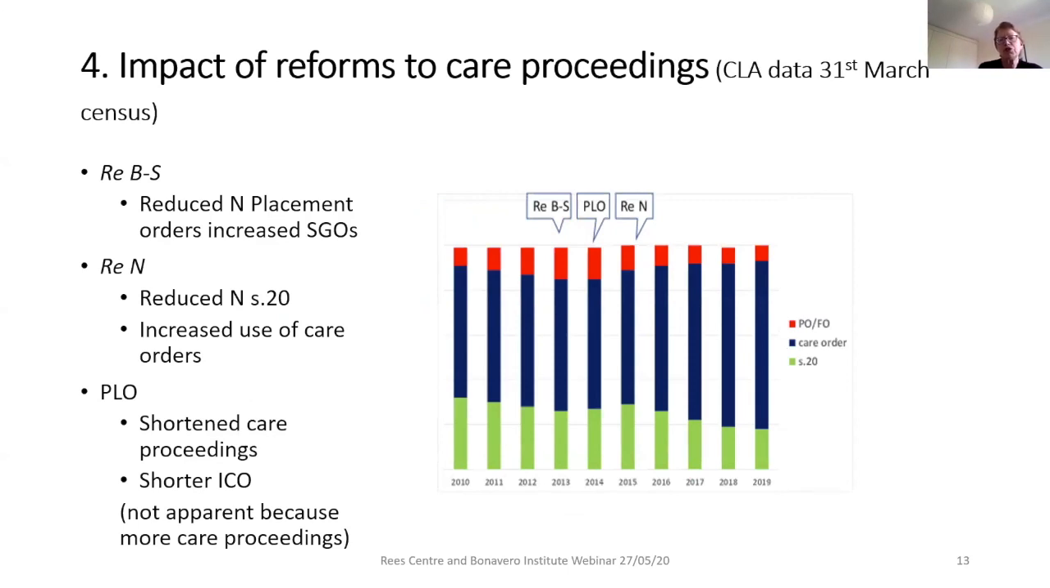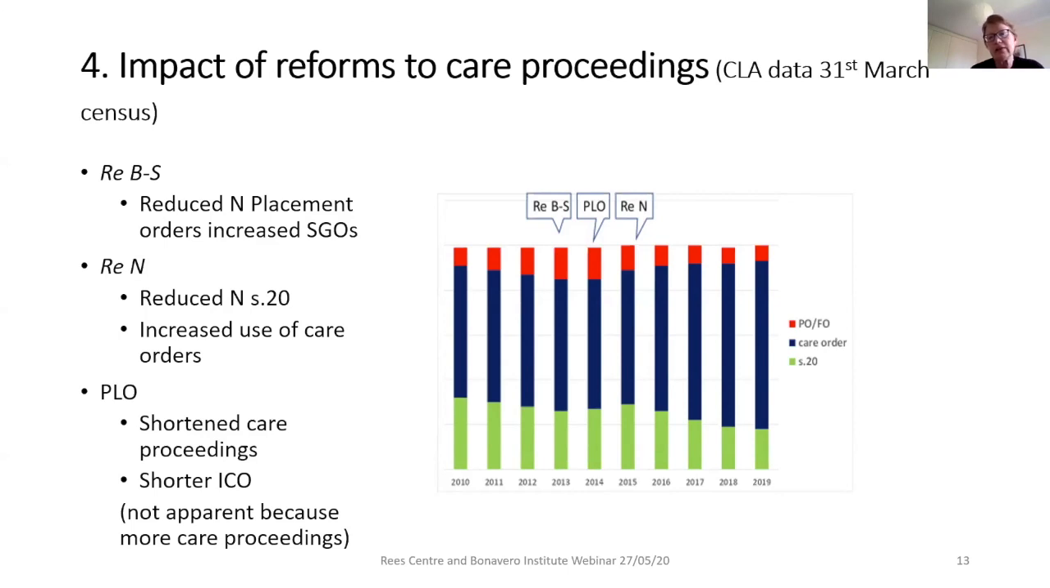Re B-S reduced the number of placement orders. The court stressed the importance of adoption being a last resort. This was well known, well established already, but it was a re-emphasis of that. The PLO, the reforms in 2014 to reduce the length of care proceedings, increase case management, and reduce the use of experts. And then Re N is one of a series of cases which attacked the use of Section 20 by local authorities.